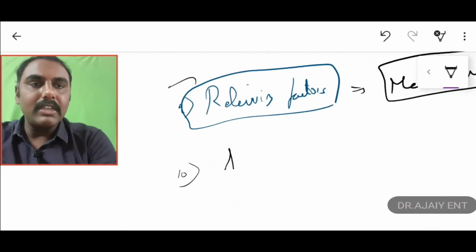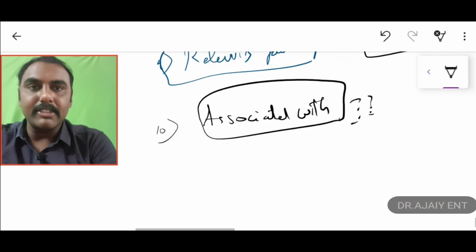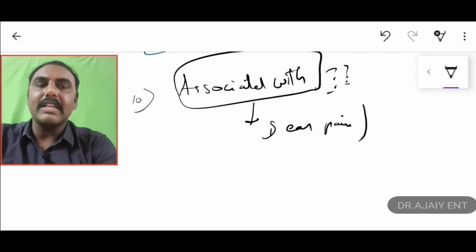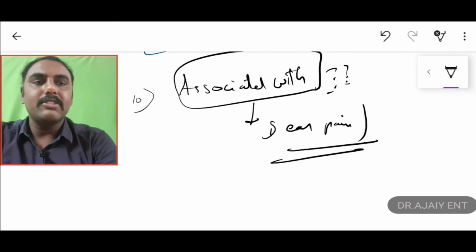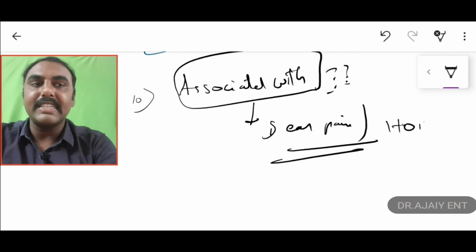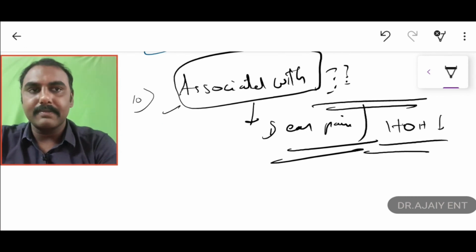And what all it is associated with. Okay, it can be associated with any ear pain or whatever. What are the other symptoms the patient is saying? He will say that whenever he is getting an ear discharge, he may feel ear pain, or whenever he gets an ear discharge, he may feel decreased hearing, whatever. Okay, so associated factors, right?